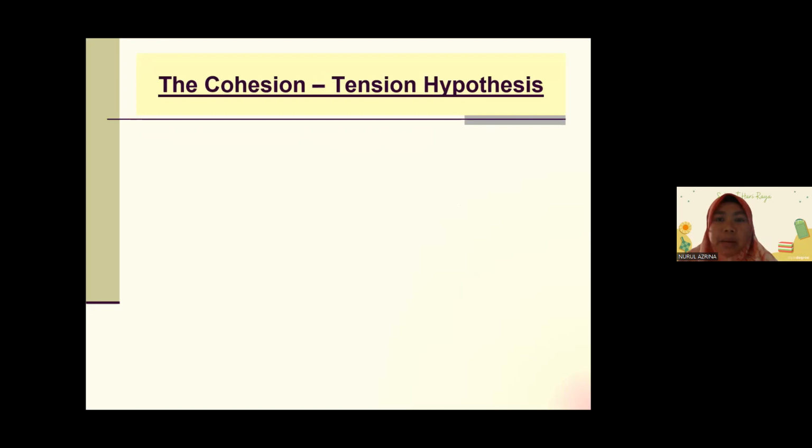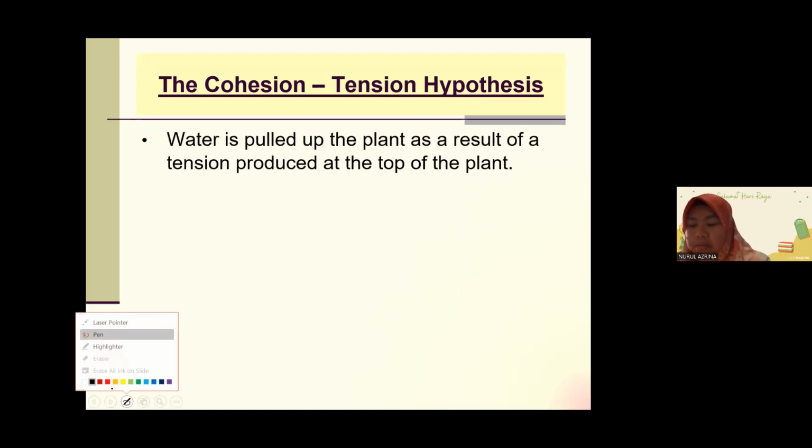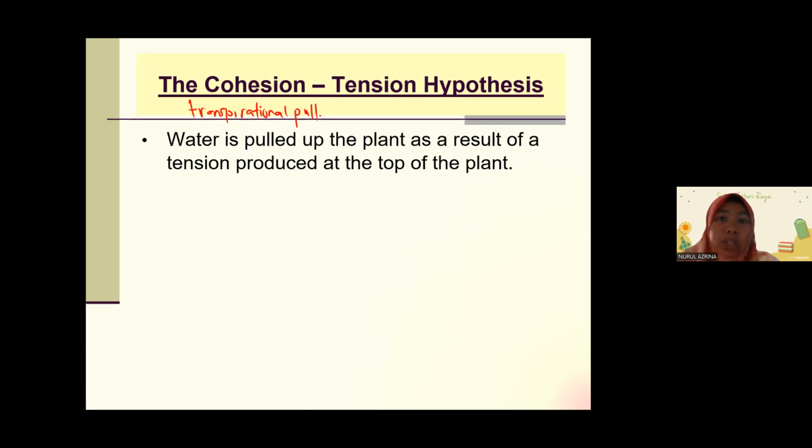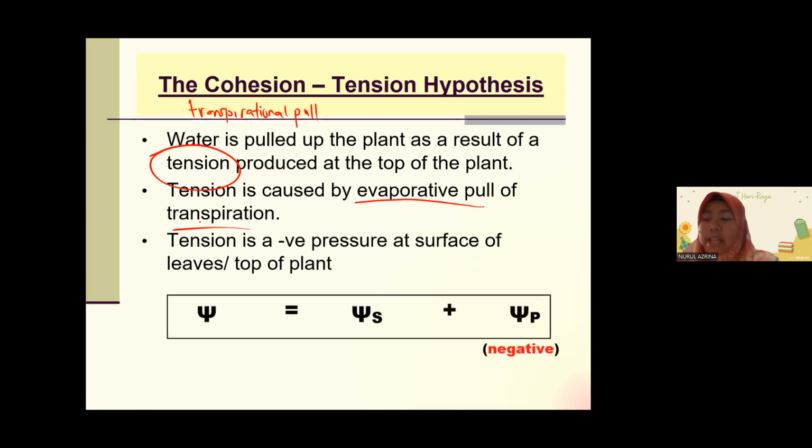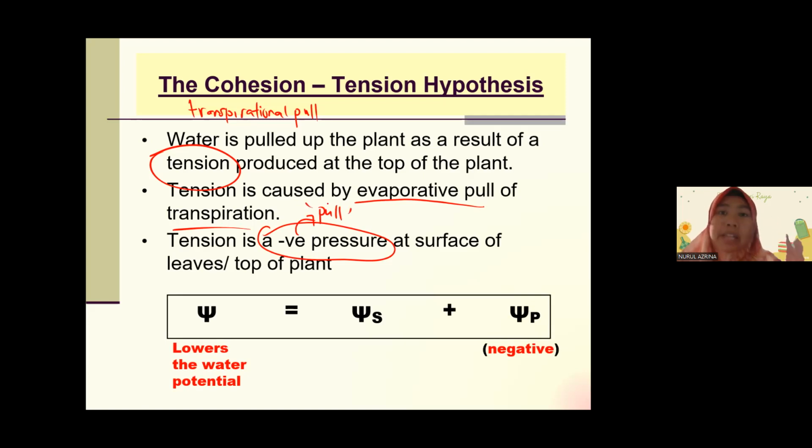Okay, now let's see the cohesion-tension hypothesis, or what we call transpirational pull. Water is pulled up the plant as a result of tension that is produced at the top of the plant. How does this tension get produced? The tension is produced because of the evaporative pull of transpiration. So tension is a negative pressure. To understand negative pressure, you understand it as pulling pressure. Root pressure creates positive pressure. Positive pressure is a push pressure, right? Transpirational pull creates negative pressure. So negative pressure is a pulling force. Tension is a negative pressure at the surface of the leaves, or top of the plant.